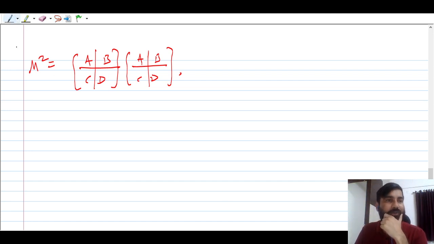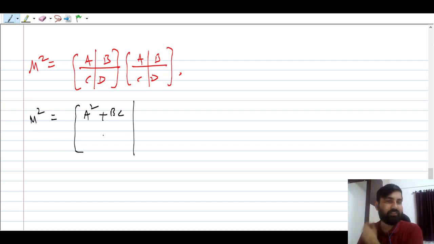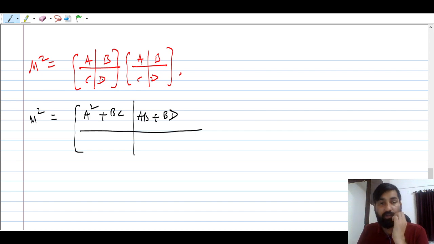So now if you do this, what will M square become here? M square is going to be, take A, so it will be A square. You take the first row and multiply with the first column. So A square plus BC. So the first block is A square plus BC. And the second block is going to be what? AB plus BD. The third block is what? You see, take the second row and first column.